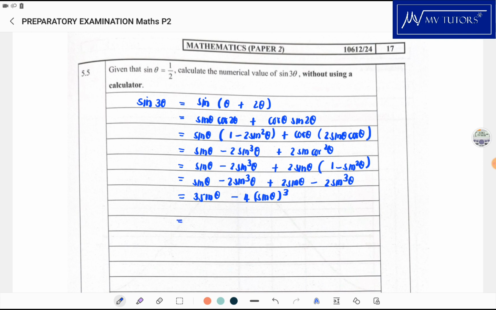So now if I put in a half in the place of sine theta, I'm going to say 3 times a half, and then minus 4 times a half cubed. So that will be 3 over 2 minus 4 times 1 over 8, because 2 cubed is 8. So basically I have 3 over 2 minus a half, and that's simply 1, right? 3 minus 1 is 2, 2 over 2 is 1.